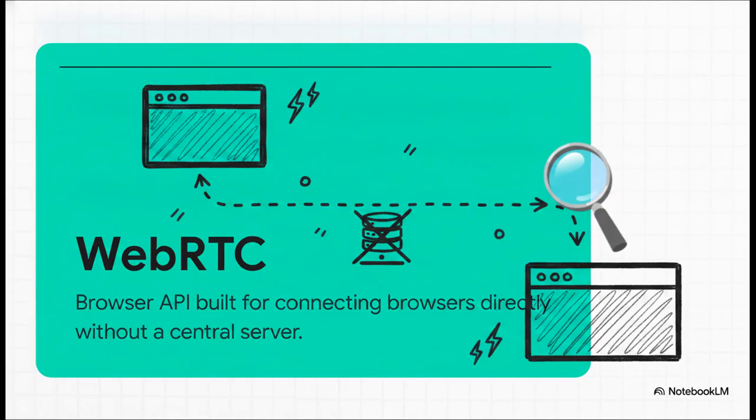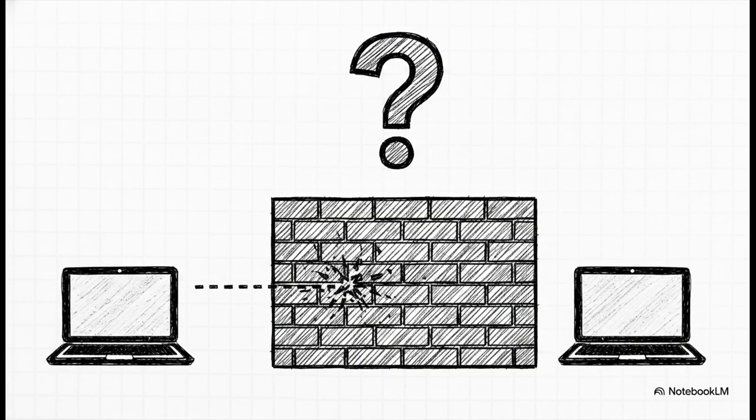Now, this is a browser API built specifically to connect browsers directly to each other, peer-to-peer, without bouncing your data through a central server first. And why do we need that? Because let's be real, nobody wants a 3-second delay when they're talking on Google Meet or gaming on Discord. WebRTC exists purely for speed. It prioritizes that lightning-fast direct connection to give you crisp, low-latency video and audio right there in your browser. But that whole direct connection thing? That is exactly where this gets incredibly complicated.